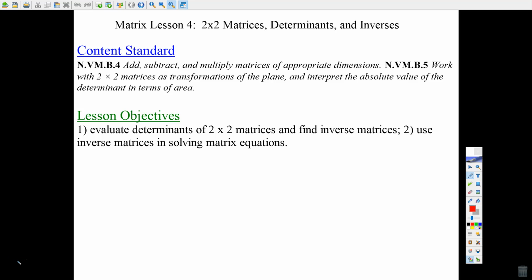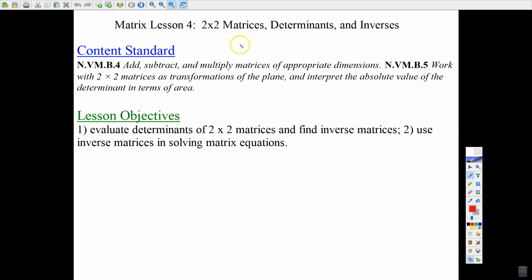Okay, we're now on lesson 4 in our discussion on matrices, and there are some important topics that we're going to talk about. We're going to build on what we've already learned. I want you to leave today with the understanding of how to find the determinant for a 2 by 2 matrix. All of our matrices in this lesson will be 2 by 2.